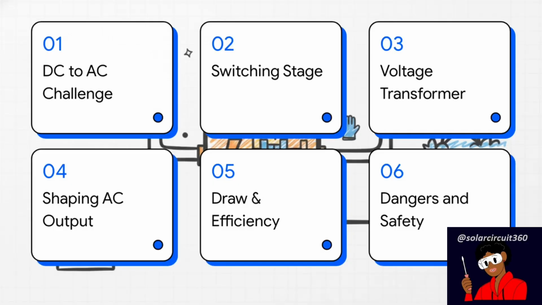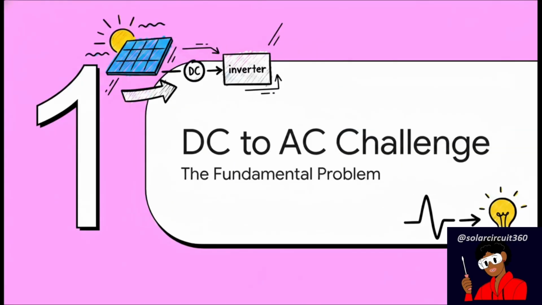So here's our circuit map for today's explainer. Think of me as your tour guide as we follow a single watt of energy chronologically. We'll start with the DC to AC challenge, move inside the switching stage, step up through the voltage transformer, shape that AC output, tackle current draw and efficiency, and finally, wrap up with some hidden dangers and safety. Let's jump right in.